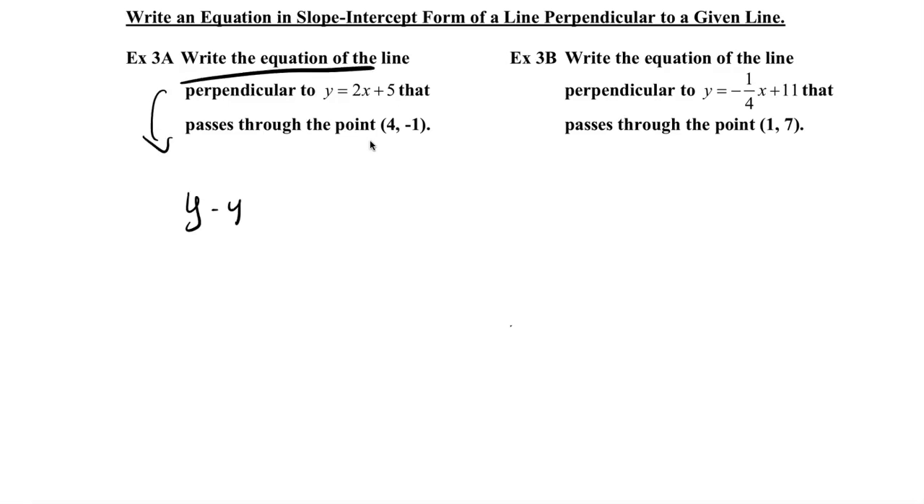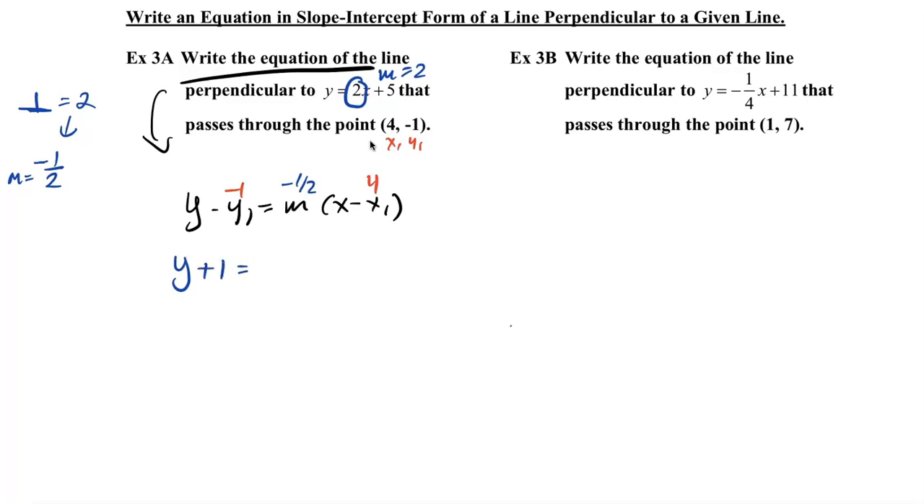y minus y1 equals m(x minus x1). Easy points, right? Our point is x1, y1, so 4, negative 1. And then our slope, now remember, it's perpendicular slope. So the slope here is 2. We want the perpendicular slope, right? My perpendicular slope is going to be, flip it and change the sign. So negative 1/2 is going to be my slope. So we're going to have y plus 1 equals negative 1/2 (x minus 4).